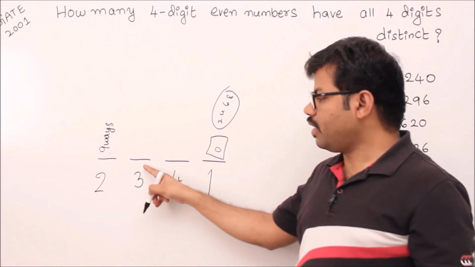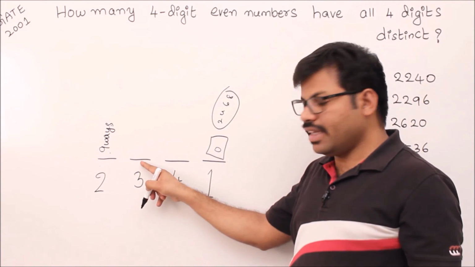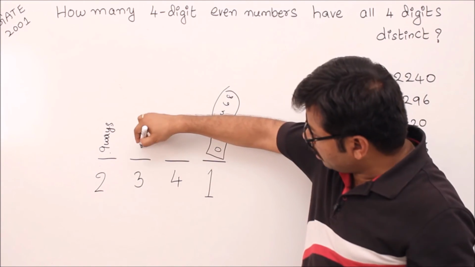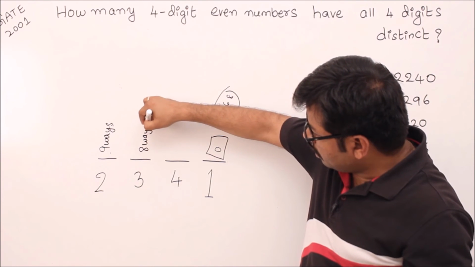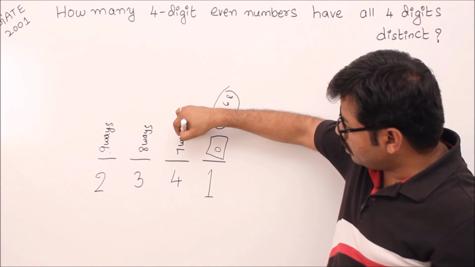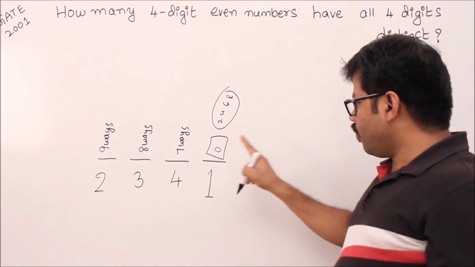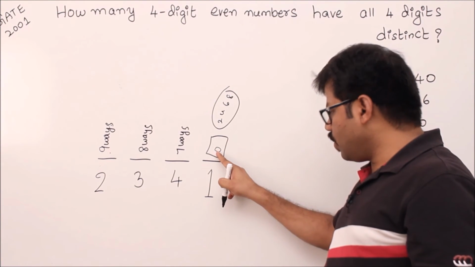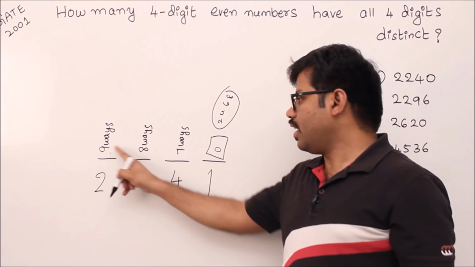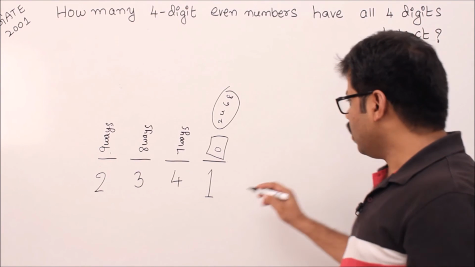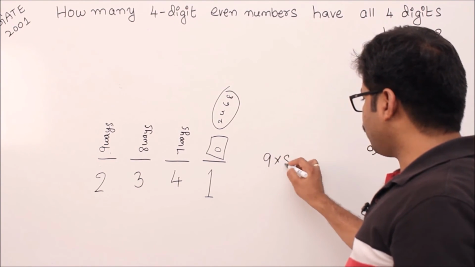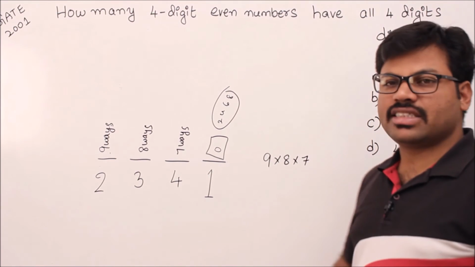Now come to this point. This can take anything other than these 2 positions, so there are 8 ways, correct? And this will be 7 ways in the same way, right? So what I want to say is, if I fix 0 here, then the total number of ways is 9 into 8 into 7, right? So 9 into 8 into 7. Now let's take case number 2.